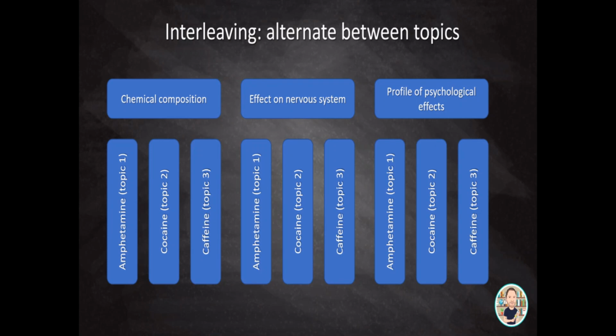Alternatively, you could interleave your study of different types of stimulant drugs by organising your studying around the subtopics that we just mentioned. So you would start off by looking at the different chemical compositions of each example of stimulant drug, before moving on to their respective effects on the nervous system, and concluding your studying by looking at their respective profile of psychological effects.